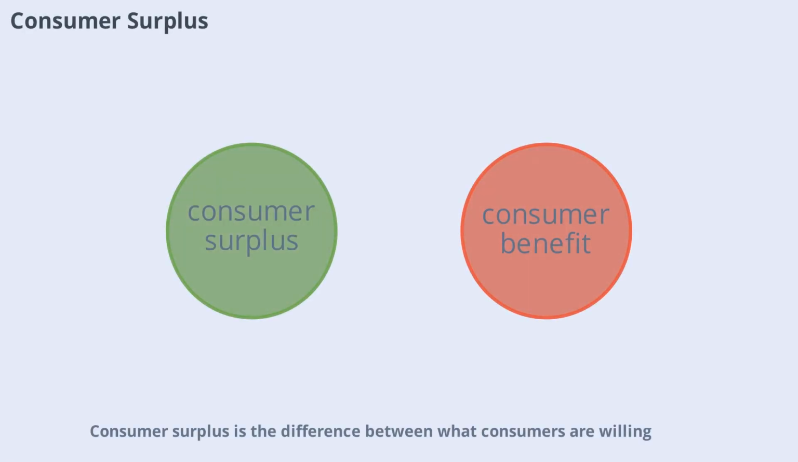Consumer surplus is the difference between what consumers are willing to pay for a good and what they actually pay. It represents the extra benefit or value consumers receive from a purchase. For example, if you're willing to pay $10 for a movie ticket but only pay $7, your consumer surplus is $3. This concept helps economists measure the welfare and satisfaction of consumers in a market. It's a key indicator of market efficiency and consumer benefit.